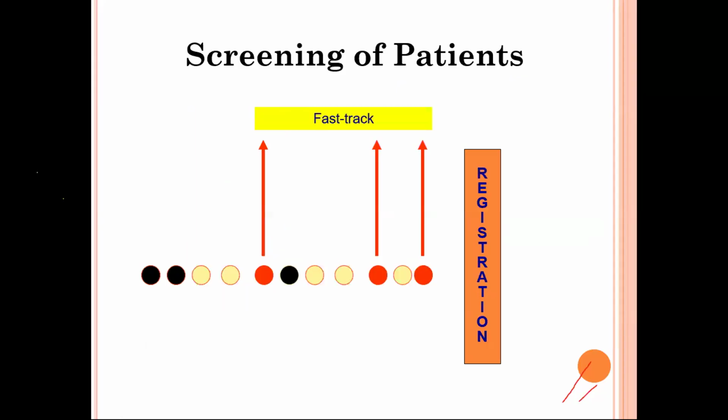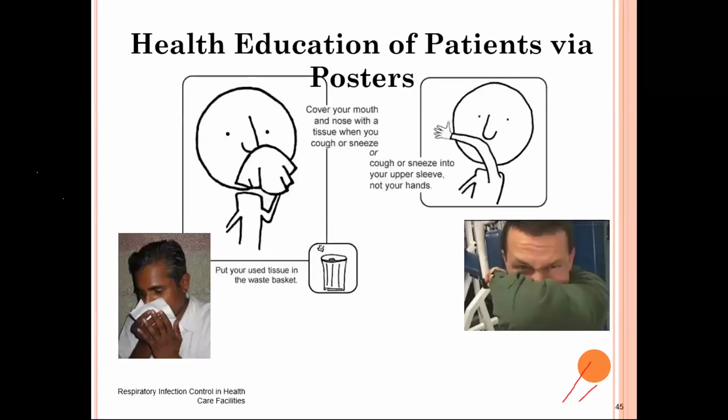Next. These red are showing the coughing patients. These can be fast tracked. So we need to put posters everywhere so that they cover their mouth, because these do impact. These IECs or these posters do have an impact on patients or the relatives.